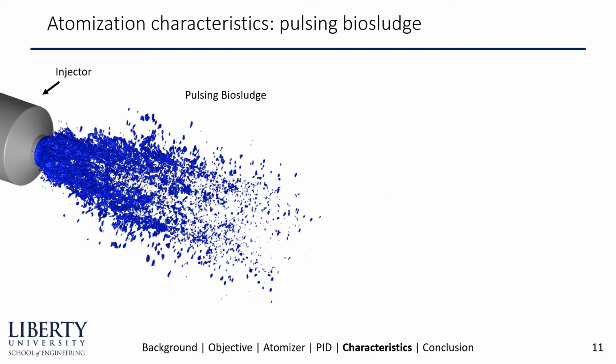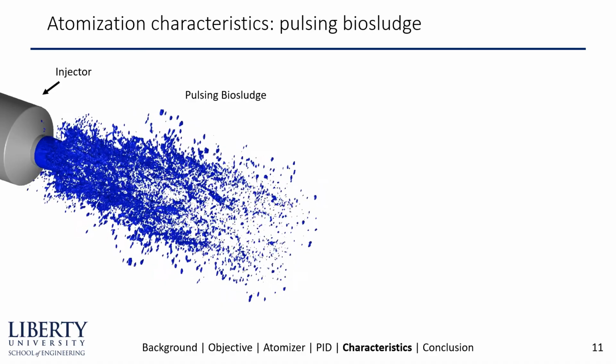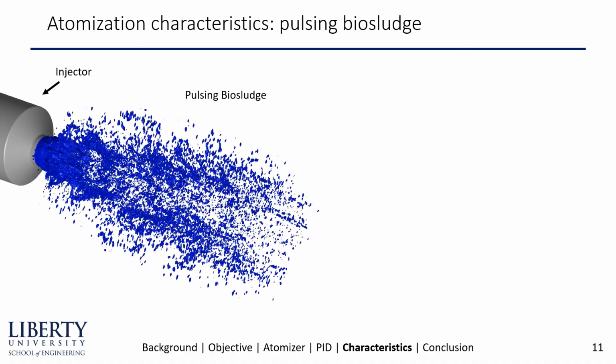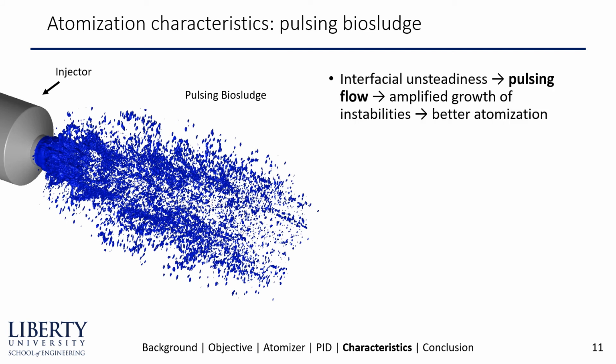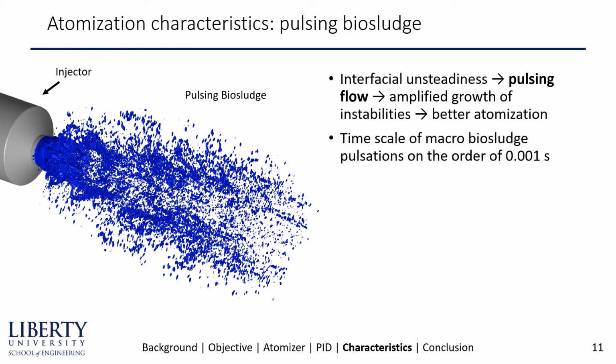And we can observe some other characteristics of the atomization system with our refined meshes. So here's a short animation of the biosludge being atomized. And you can see it's coming out in bursts. There were a couple little bursts there. So the interfacial unsteadiness leads to a pulsing flow, which amplifies the growth of instabilities and leads to better atomization. The time scale of these macro biosludge pulsations is on the order of 0.001 seconds.